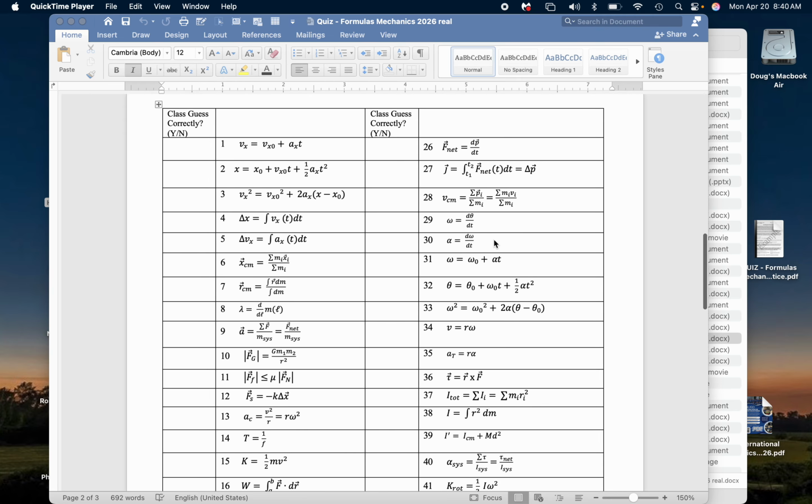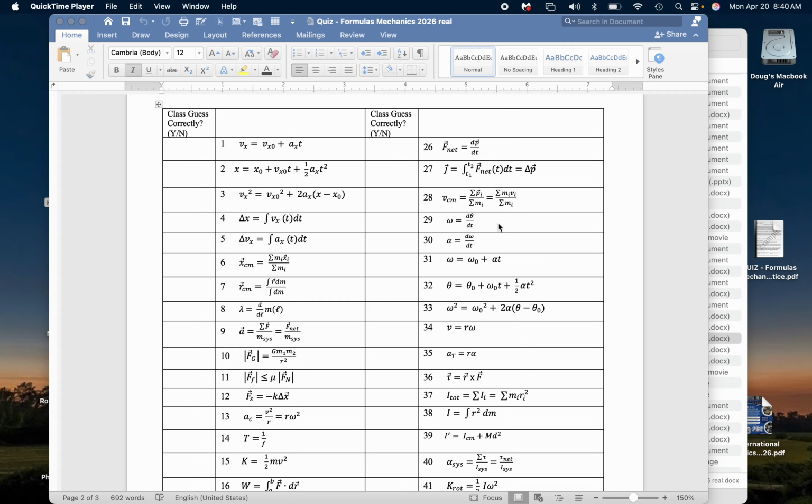29 and 30 are things we did earlier when we had the rotational quizzes this year. So angular velocity is equal to change in angular position over time. Angular acceleration is equal to change in angular velocity over time. 31 is the rotational equivalent of Formula 1. Final angular velocity equals initial angular velocity plus angular acceleration times time. Formula 32 is the angular equivalent of Formula 2. Formula 33 is the angular equivalent of Formula 3. So that's kind of nice that they're similar like that in similar order.